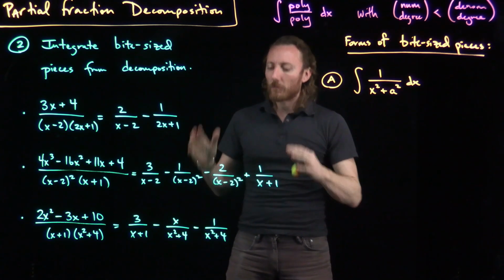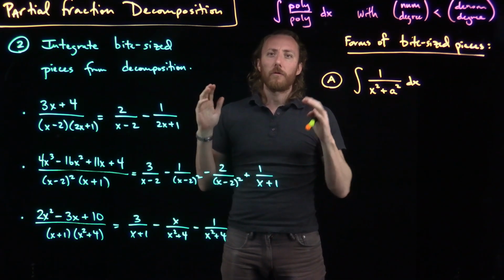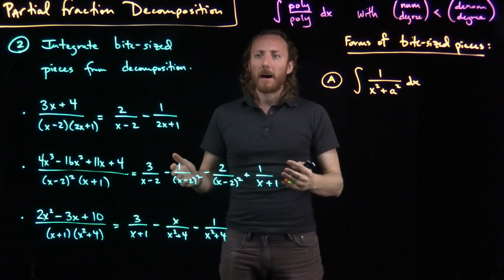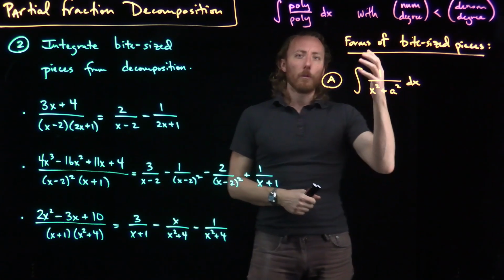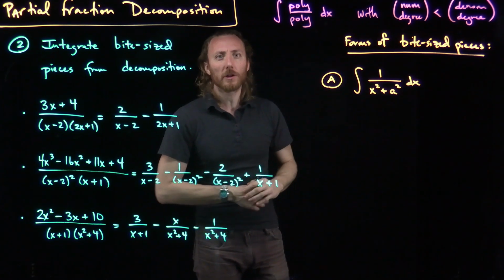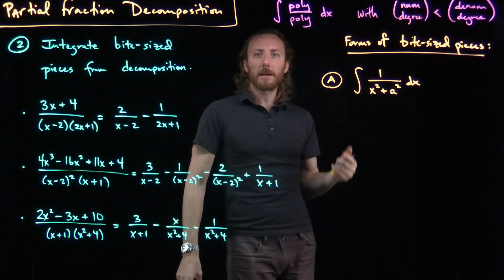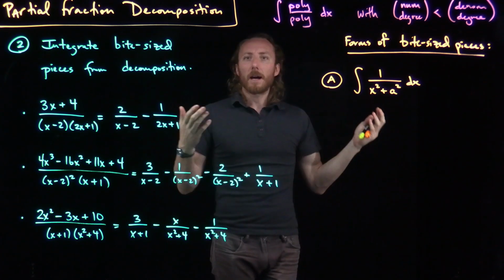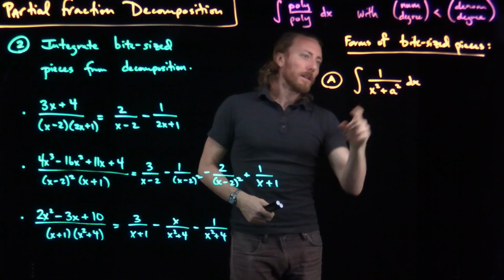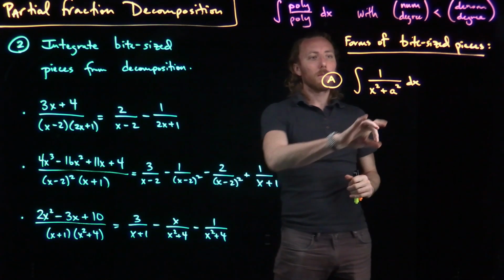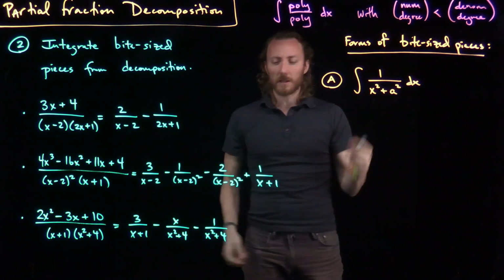And as it turns out, when you go through the integration, there are sort of four forms that pop up whenever you go through the integration in effectively all cases. And so what we're going to do is walk through the integration of each of the forms of these bite-sized pieces. Because if we know how to deal with each of the four forms, then we know how to deal with the integration. So one of these forms is where you have one of these irreducible degree 2 factors with just a number upstairs.